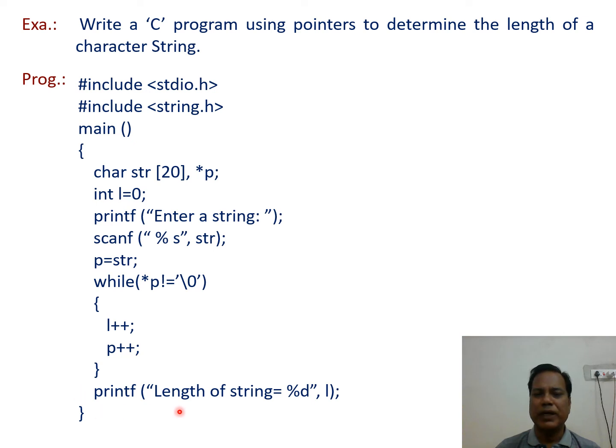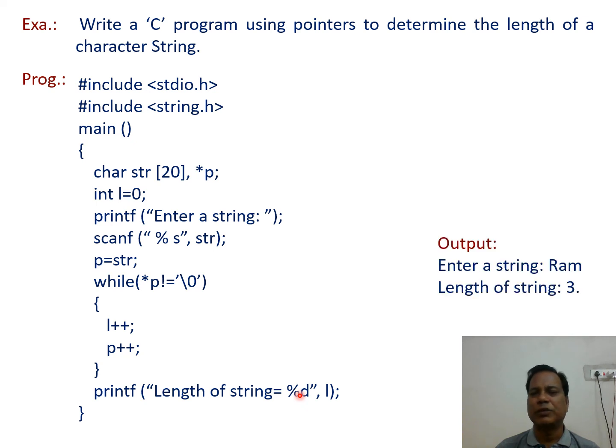And using the printf statement, length of the string equals %d, the value of i gets printed here. In this way we can determine how many characters are present in a string. So when this program is run and we enter a string, suppose we enter RAM, the length of the string, 3, is printed.